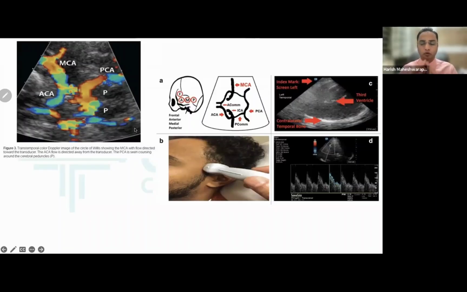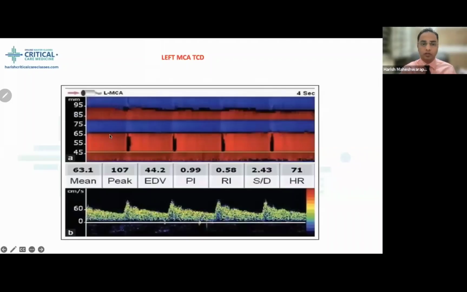So basically, when you do the temporal window, we are able to get MCA, ACA, PCA, and that of the posterior communicating artery. So this is how we are going to get some sort of waveform. This is an example of left middle cerebral artery transcranial Doppler. So we get a peak systole, then we get an end diastole, and somewhere we get a mean velocity.